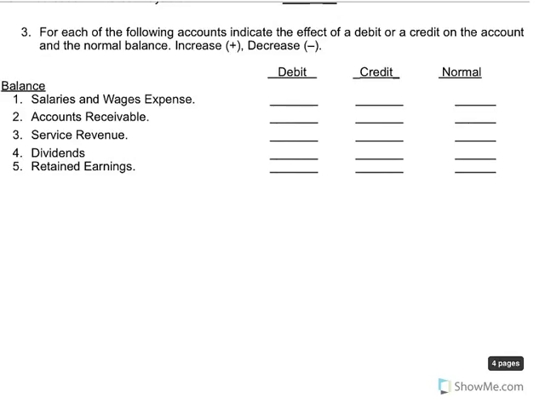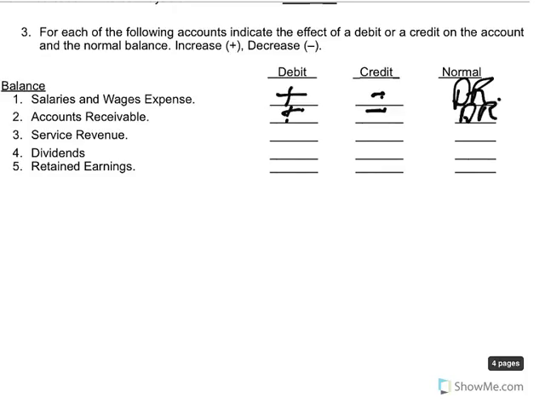For each of the following accounts, indicate the effect of a debit or credit on the account and the normal balance. Increase a plus, decrease a minus. So, let's begin. Salaries and wages expense. Well, a debit will increase it. A credit decreases it, but you never decrease expense. And it has a normal debit balance. Accounts receivable will go up with a debit. It will go down with a credit. And it too will have a debit balance.